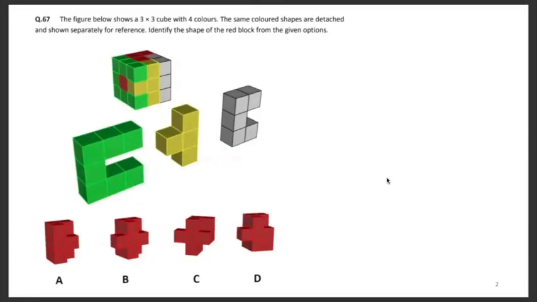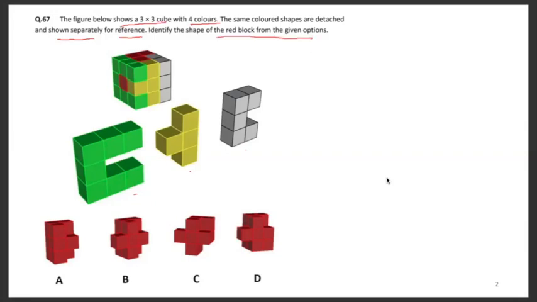So here you're given a figure with a 3x3 cube and it is made up of 4 colored shapes. These colored shapes are given here. One is green, one is yellow, one is gray. This is the green, this is the yellow, this is gray, and the red one is what we have to find. The same color shapes are detached and shown separately for reference. These are the detached shapes. What you have to identify is what the red color block will look like.